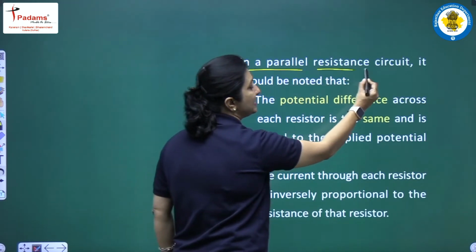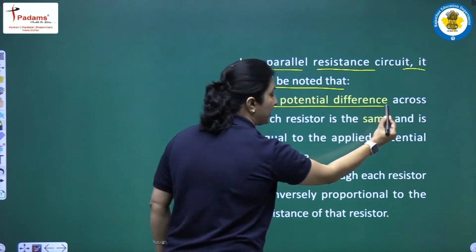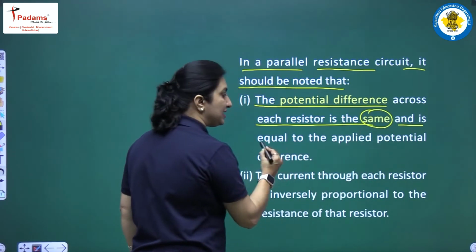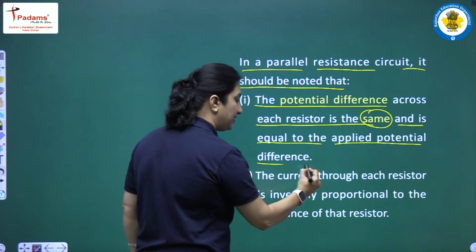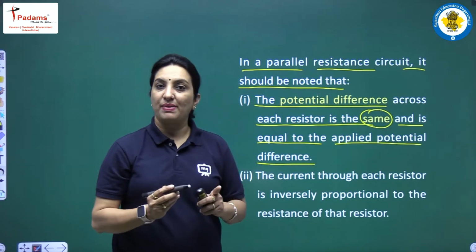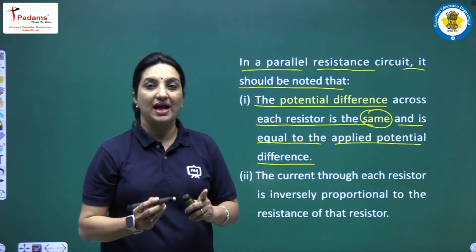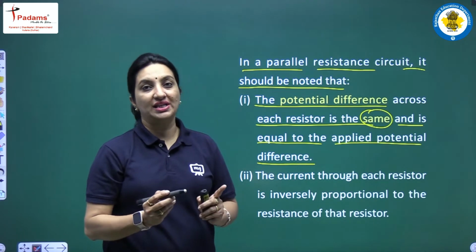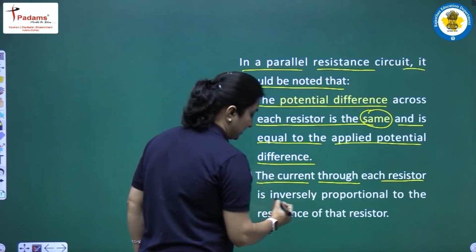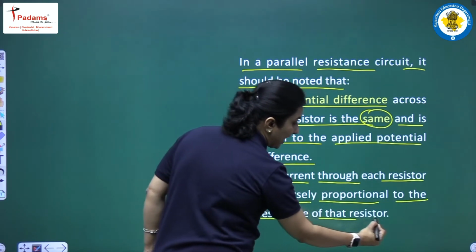In a parallel resistance circuit, it should be noted that the potential difference across each resistor is the same and is equal to the applied potential difference. This we have understood, that for resistances connected in parallel, the potential difference across each resistor is the same and is equal to the applied potential difference. Then the current through each resistor is inversely proportional to the resistance of that resistor.